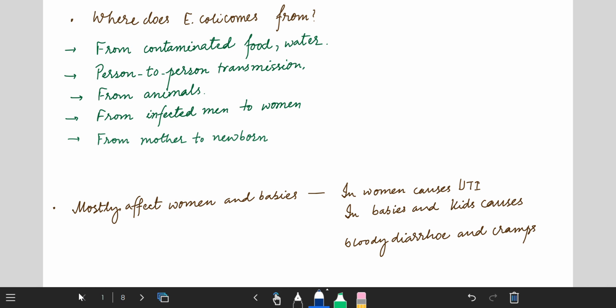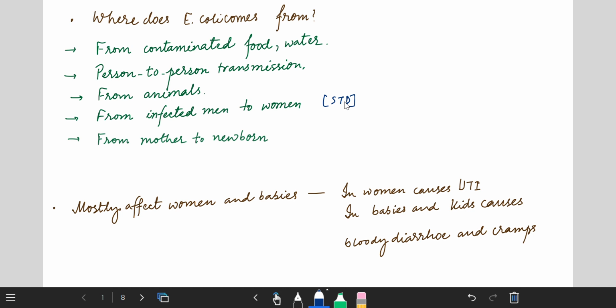But when it causes infection, it actually comes, first of all, from contaminated food and water. Person to person transmission means from an infected person to a healthy person, from infected animals, and also from infected man to woman through sexual intercourse. It means it's a kind of sexually transmitted disease. It also passes from mother to newborn during childbirth, from the urinary tract or genital tract of the mother.